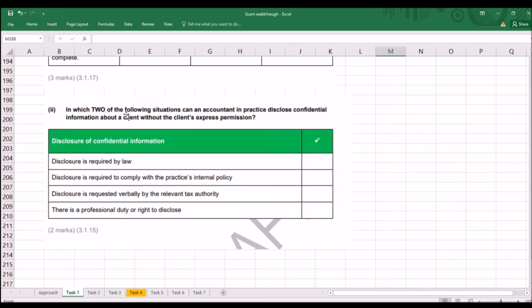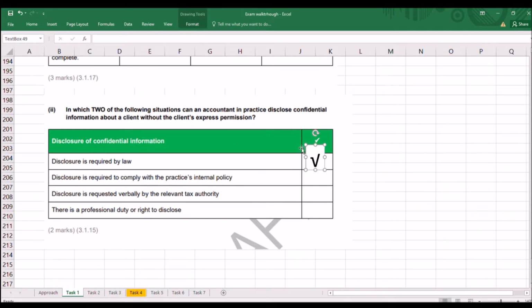Okay. In which of the two following situations can an accountant or practice disclose confidential information about a client without their client's express permission? So here we're going to be given some situation, some information about the client. The client obviously doesn't want us to do that. It could be something about they've broken the law or whatever. So it's going to be very much about what we're required to do by law. So we've got disclosures required by the law.